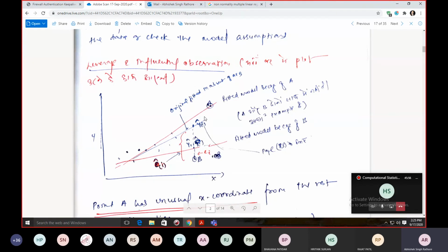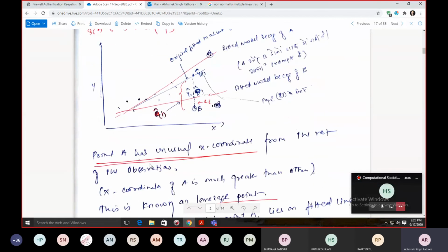And these are supposed to be the outliers. So let's say this point has an unusual x coordinate, because we have some points available till now. So these are not having unusual y coordinates. We are considering only the x coordinate. So this point A has an unusual x coordinate compared to the rest of our observations. Our rest of the observations are limited to up to this x coordinate.